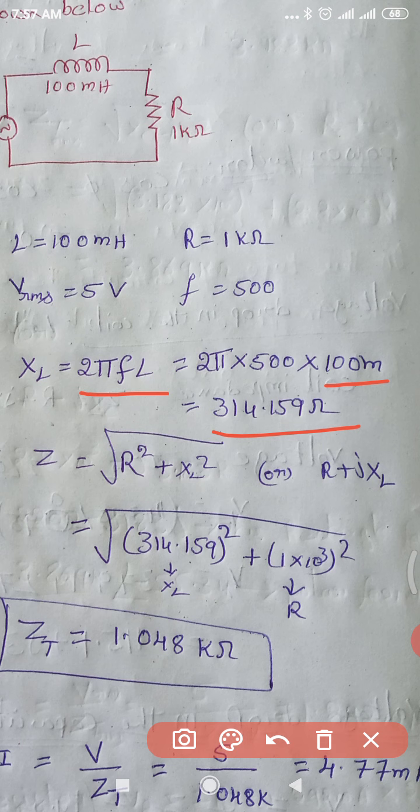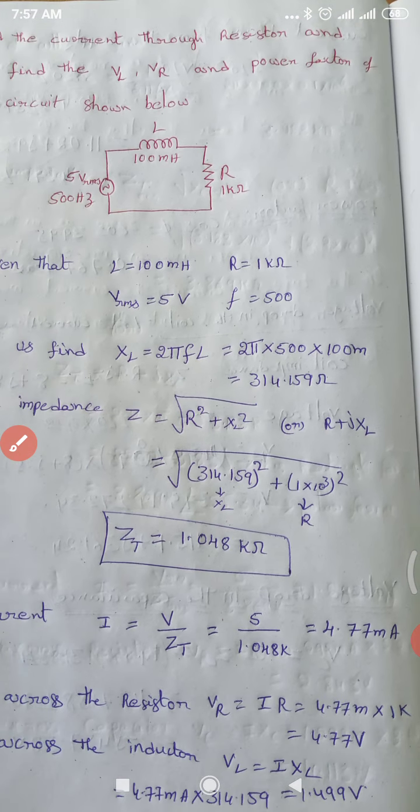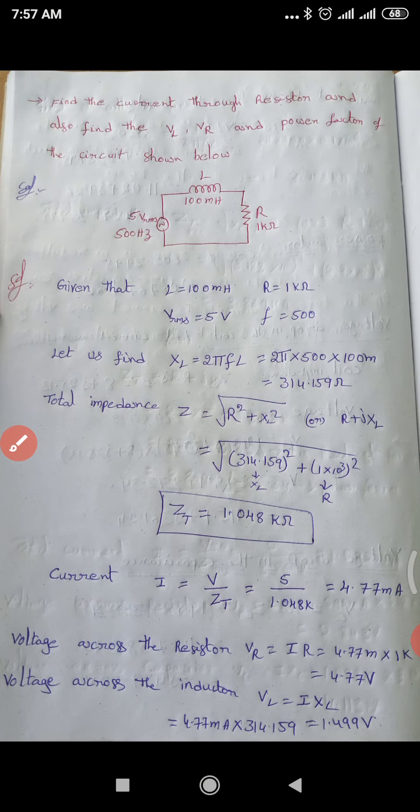Next we have to find out the Z value. Z is equal to square root of R square plus XL square. If you substitute these values, we get Z total equal to 1.048 kilo ohms. We can find this Z in another way also. Previously we saw R plus jXL, which is in rectangular form. We convert this rectangular form into polar form and we get the Z value. So this is the calculation of ZT.